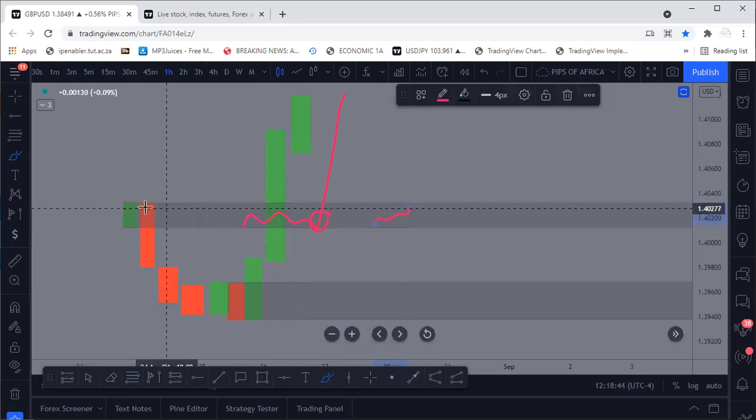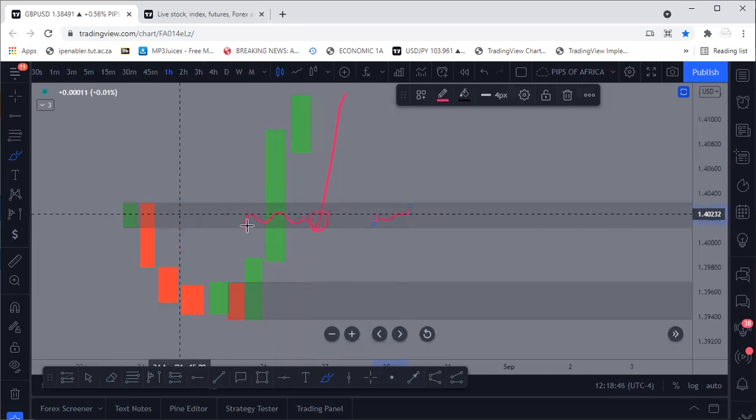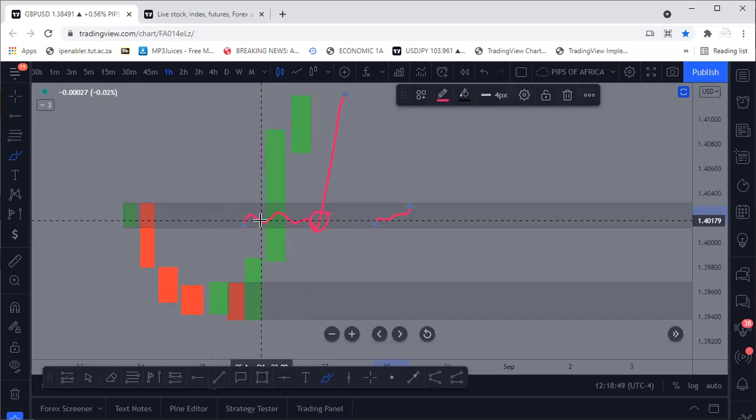You will be marking this zone on the 4-hour time frame, and then you go down to smaller time frames, the 5-minute time frame, the 15-minute time frame, and see what actually happened inside this zone. 5-minute and 1-minute time frame is fine. Those 3 time frames: 15, 5-minute, 1-minute.